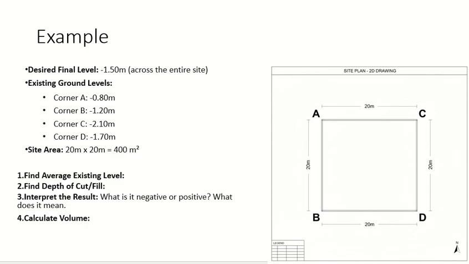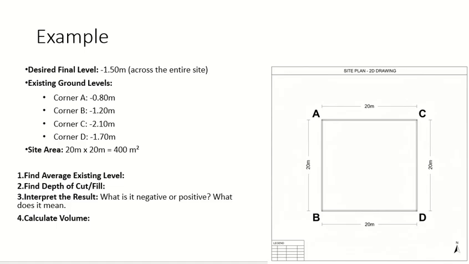So this is our plot, 20 by 20 meters. The desired final level is minus 1.5 meters across the entire site. From this point to that point, I want the whole site to be minus 1.5 meters after the excavation, same level. This could be because I am laying out a slab. It could be for road works or tunneling or something like this. Because for buildings normally this is not done.